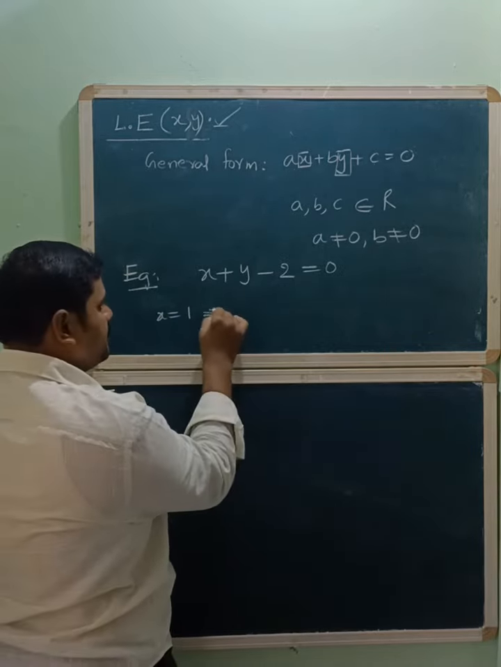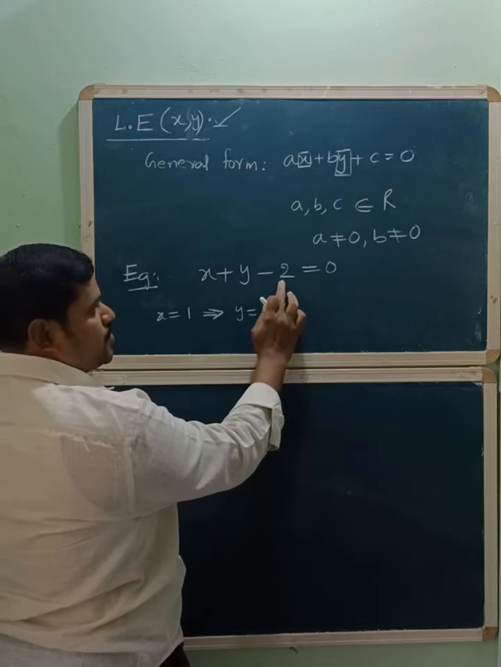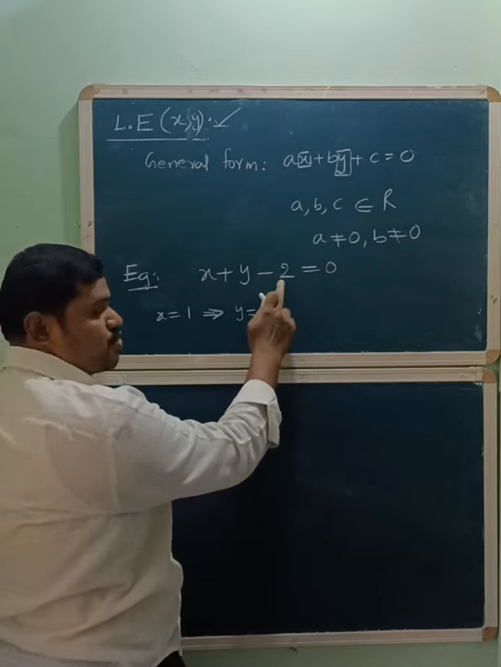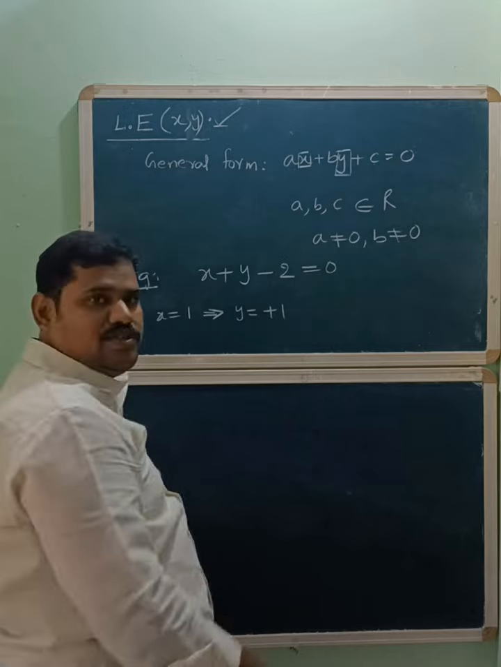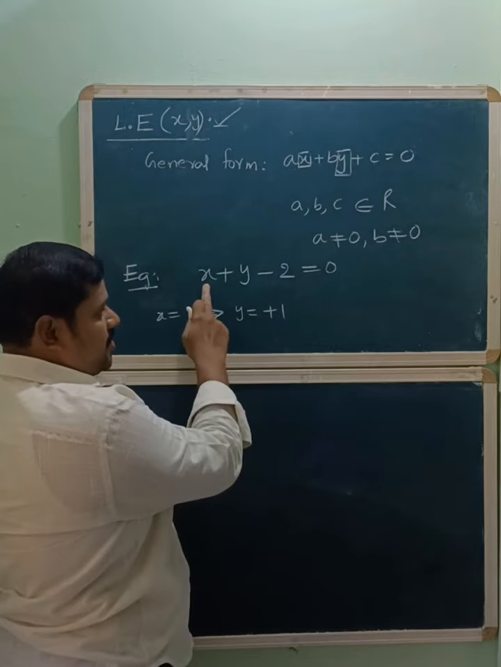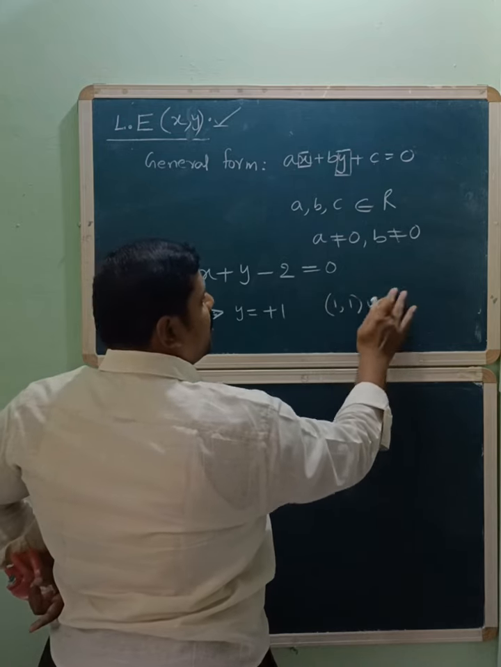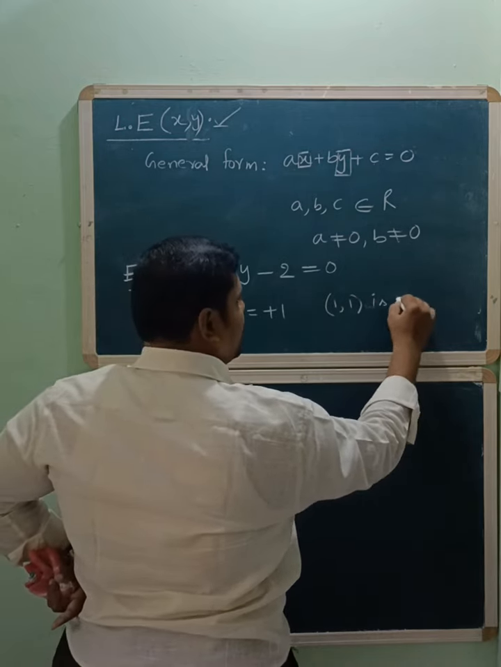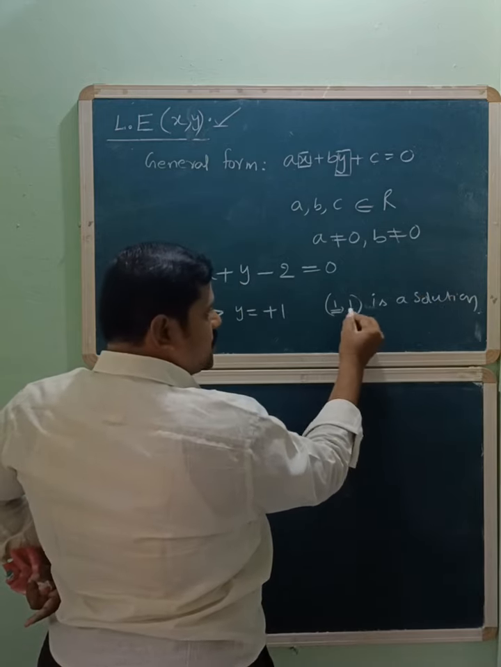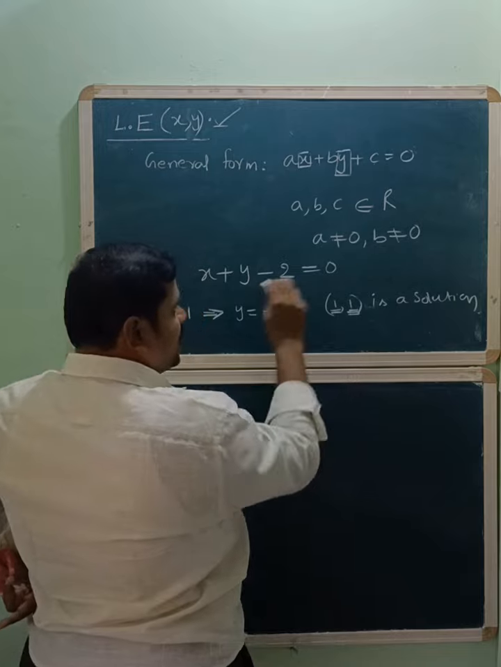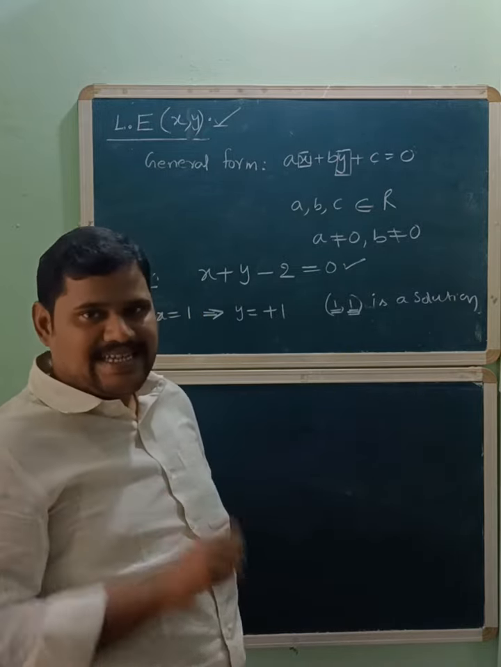Now what about y? Y is equal to 1 minus 2, which is minus 1. Transfer that to the other side, plus 1. So y is equal to 1. And here x is equal to 1, y is equal to 1. So (1, 1) is a solution. Why? Because with x equal to 1 and y equal to 1, the given linear equation is satisfied.